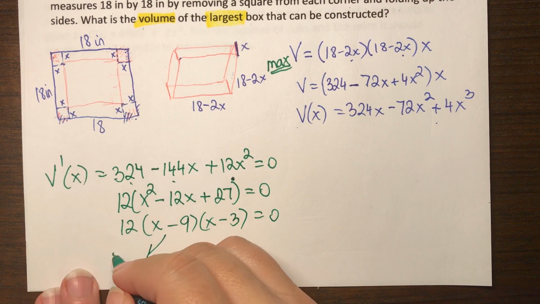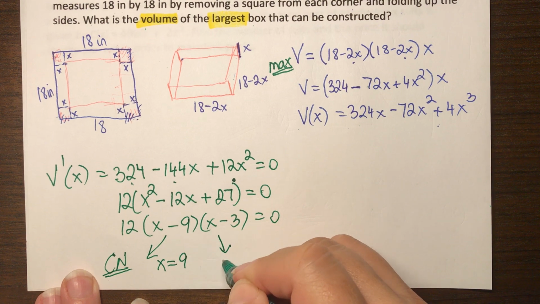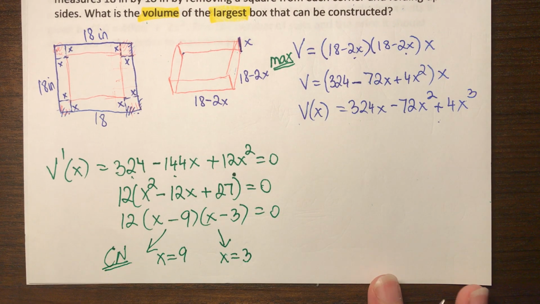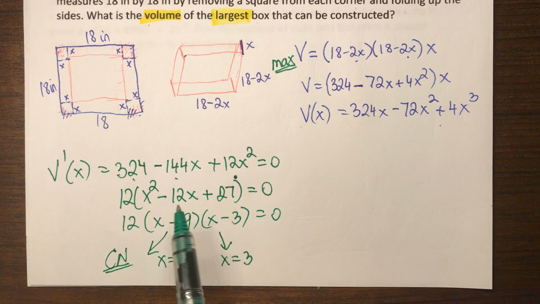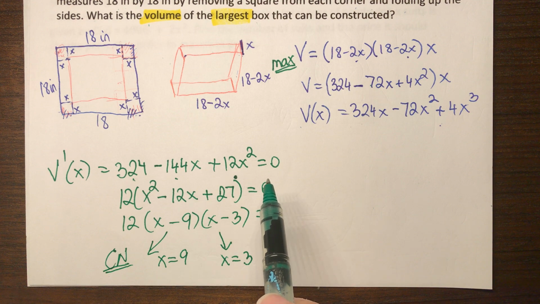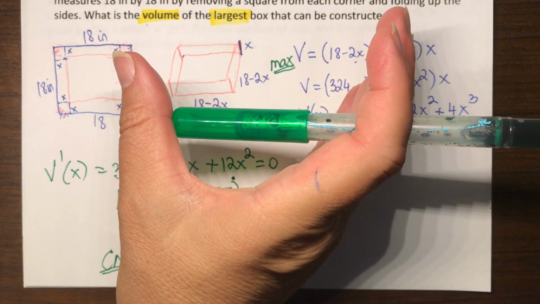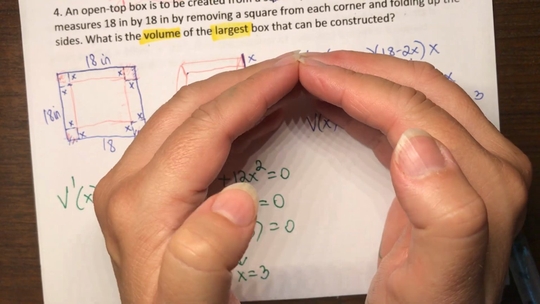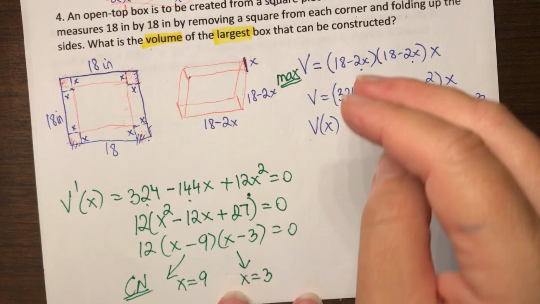So it looks to me like I'm going to get two critical numbers, x equals 9 and x equals 3. Well, that's a little bit bad, because how do I know which one to use? Of course, I can find the second derivative and see which one of these gives me a maximum. And again, what does a maximum mean? It means that your second derivative there is negative, so the function is concave down.